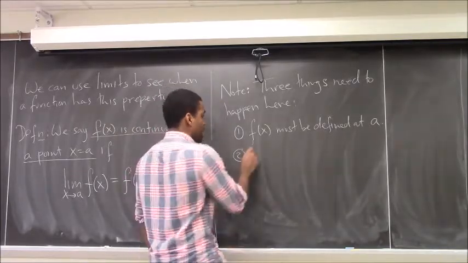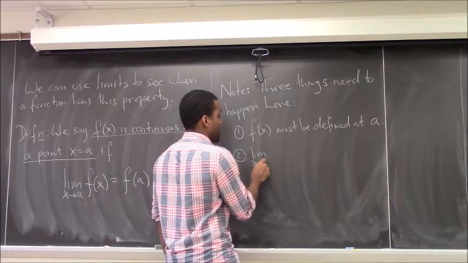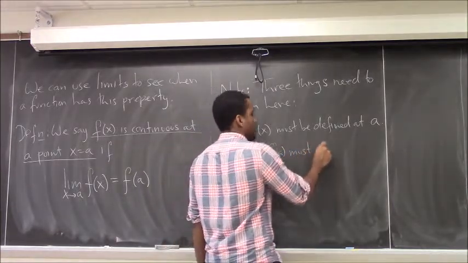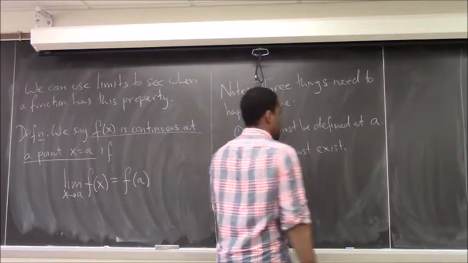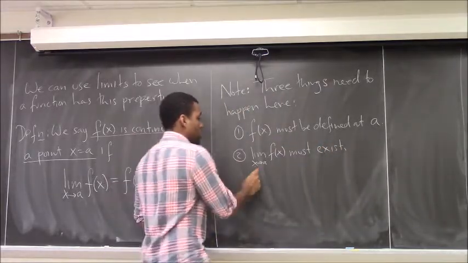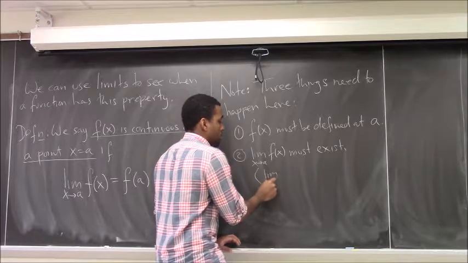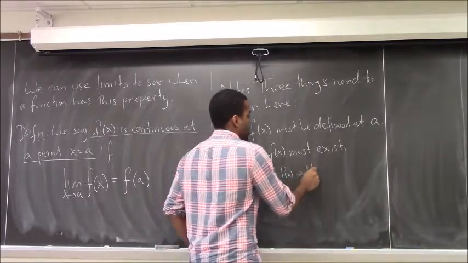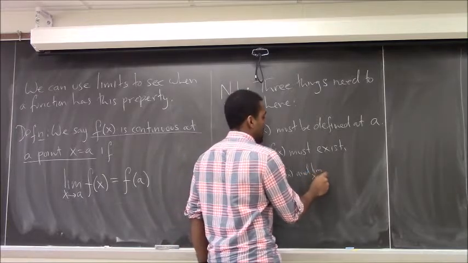The second thing is that the limit as you approach a of f of x must exist. Right? Which, by the way, also means that as you're approaching from the left, it must exist, and as you're approaching from the right, it must exist, and they must be equal.